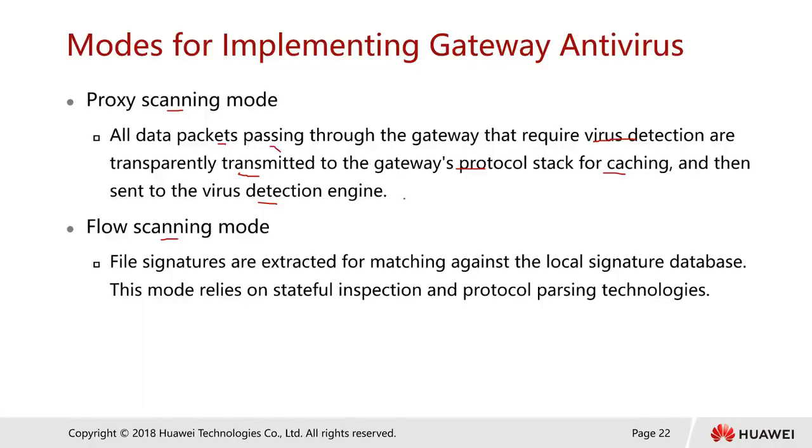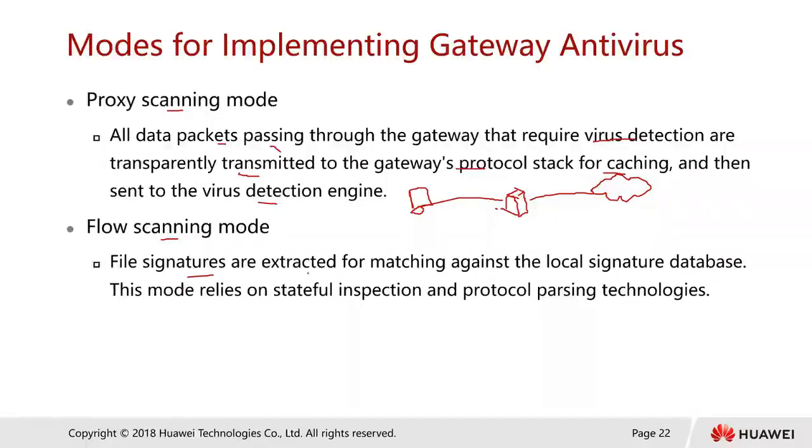Okay, so this is the one that I mentioned. We have the PC sending the request to the proxy server, and then the proxy, on its behalf, will send the request to the internet. The second type is called the flow scanning mode.